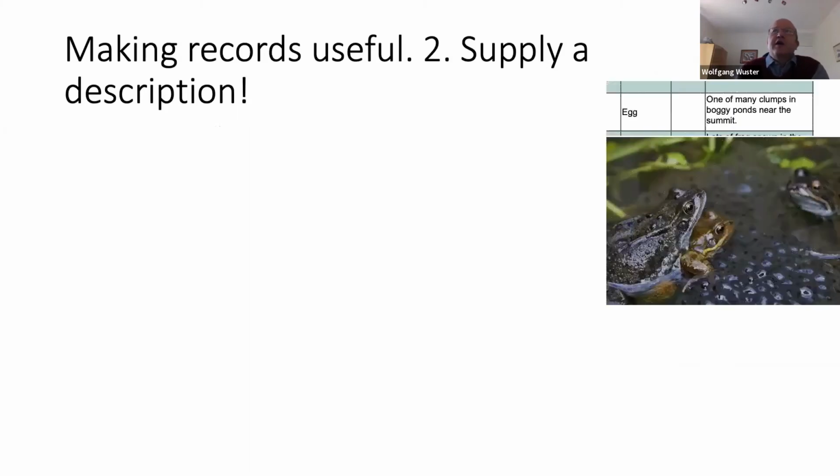If you can't get photos, then having a description is really great as well. So here's one example, somebody talking about spawn clumps. The photo didn't come with that record, but they talk about spawn clumps. The only amphibian that lays spawn in clumps is a common frog. So because they said clumps rather than just spawn, I'm happy to call it a common frog. Toads lay their spawn as long strings, okay?